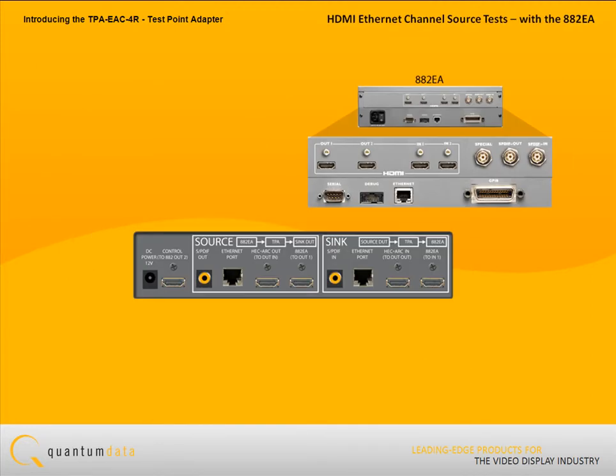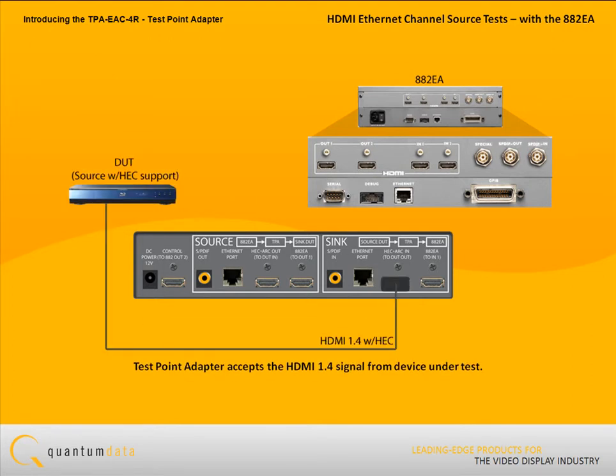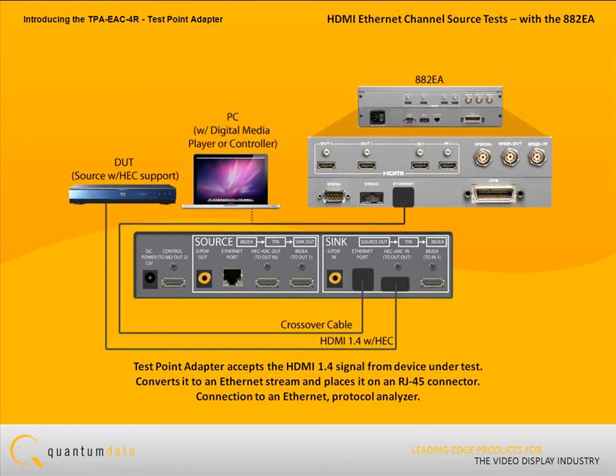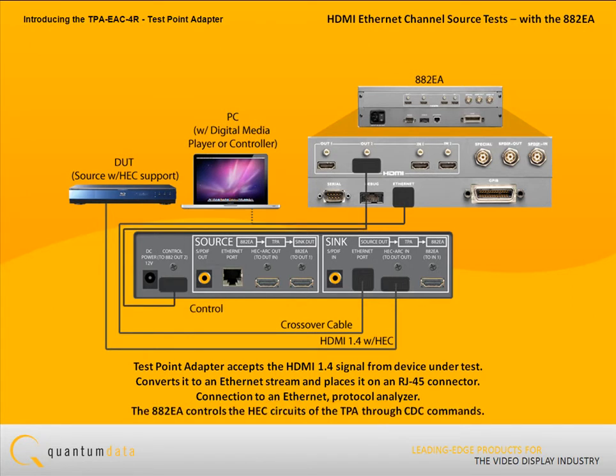HDMI Ethernet channel source tests with the 882EA. For testing a source device's support of the HEC, the test point adapter accepts the HDMI 1.4 signal from the device under test and converts it to an Ethernet stream on an RJ45 connector for connection to a third-party Ethernet protocol analyzer. The 882EA controls the HEC circuits of the TPA through CDC commands.